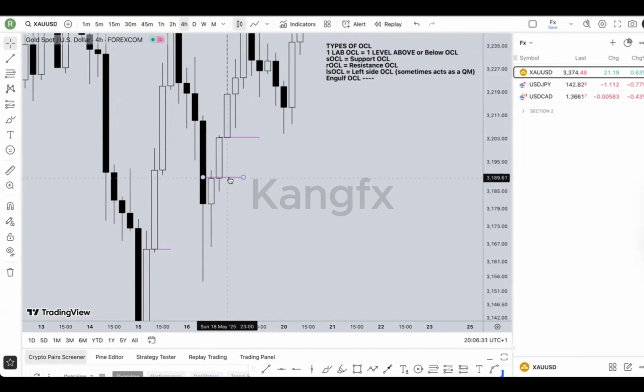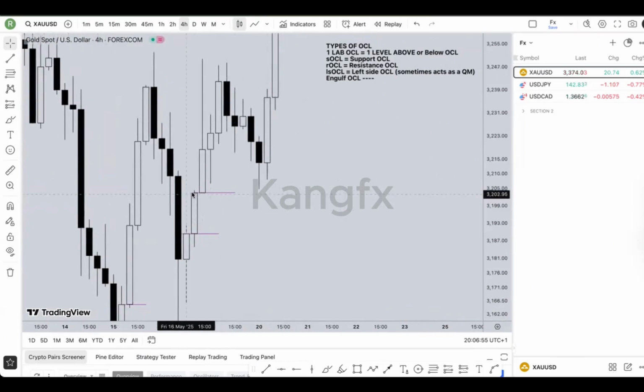So if I check this OCL that is here now, one step below this OCL, remember the name of this OCL is one lap OCL, which means one level above or below. So the key level below this OCL is what? If I come down, is a support. So here cannot be used as my one lap OCL. This is not one lap OCL. We can't use it as one lap OCL. But this other OCL here can be my one lap OCL.